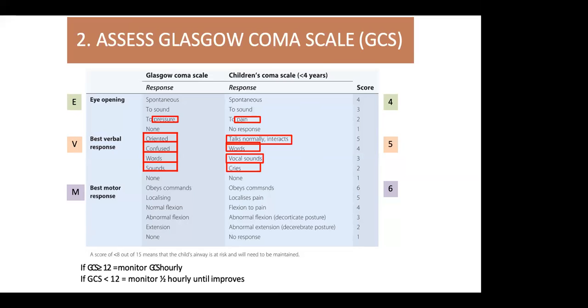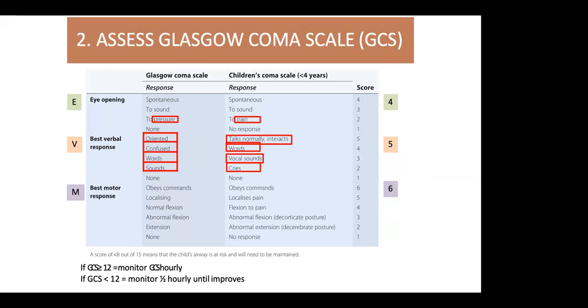Next, for verbal response, you can ask the child, where are you now? For example, if the child can answer the question, he or she is at the hospital, it means the child is oriented. But if the child is less than 4 years old, since we cannot possibly ask the same question, we can just observe the child. If the child can talk normally, can behave and interact normally, then we give the full score of 5. If the child looks confused, or if the child is less than 4 years old, the child only says random words that are perceived not normal for the child, give the score of 4.